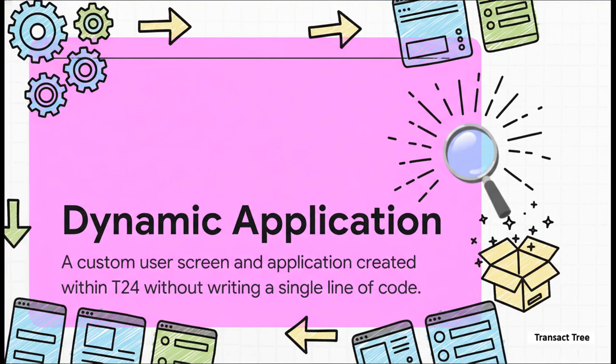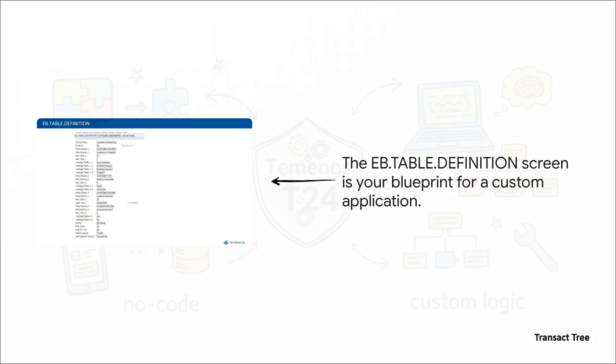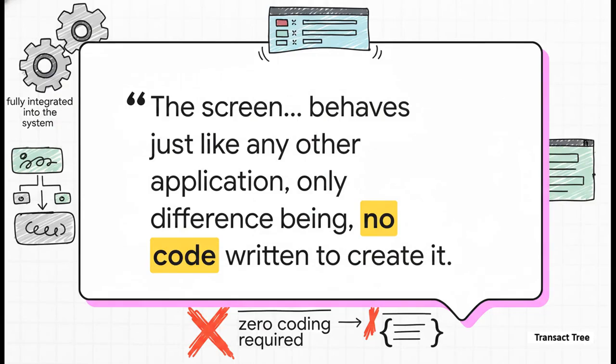All the magic happens in this one application, and it has a very technical mouthful of a name called EB.TABLE.DEFINITION. As you can see, this screen is basically your blueprint. It lets anyone, even users who aren't developers, just lay out all the fields and properties for a brand new application. And this quote just nails it.